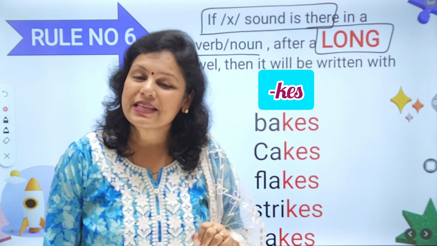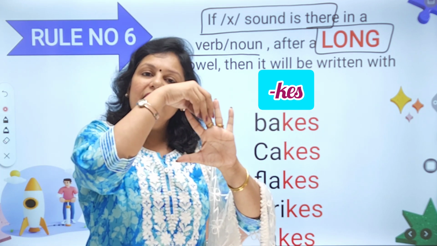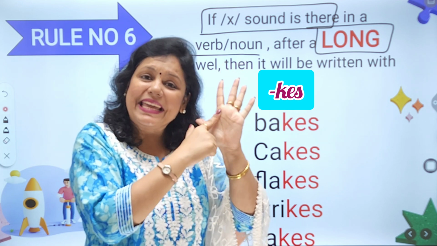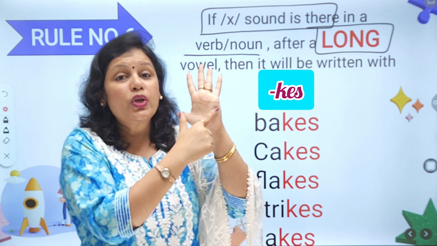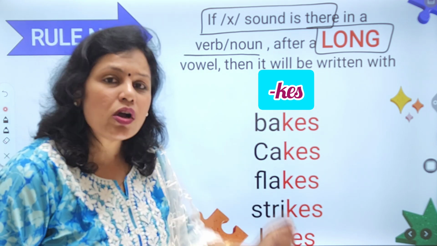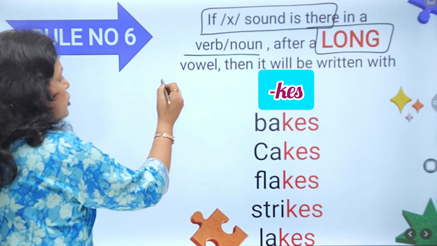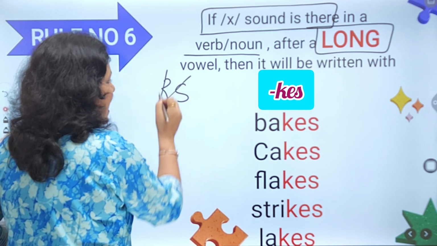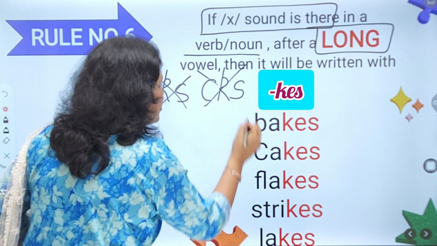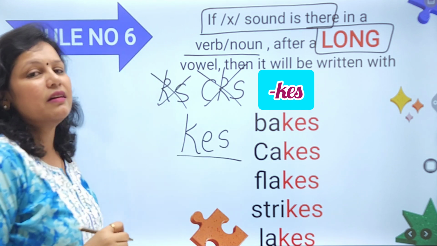Do you remember the long sounds? Let us do it once more. A, E, I, O, U. So these are all the long sounds. So whenever a long sound is there, after which you are hearing the sound, then you will never write KS. You will not write CKS, but you will write KES. And this is the rule.